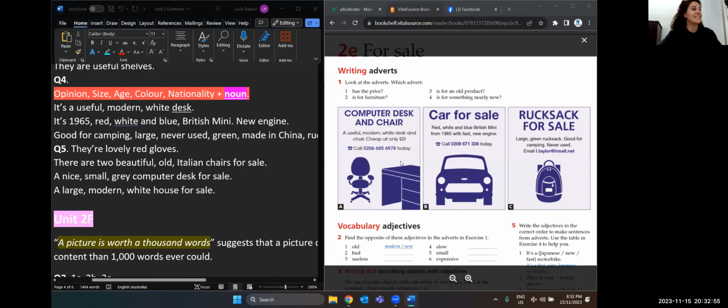Okay, let's have a look at the desk. They already did it for us. It's a useful, which is an opinion, what someone thinks about it. The age is modern. That means, you know, it's a new design. The color is white and it's a desk. So we added all those adjectives for number 4 in the box. Now the mini, what can we say about the mini? Do we have an opinion? We don't have an opinion because they didn't say it's perfect. It's fast as an opinion. Actually, yeah, that's what I think. Maybe that's the engine is fast.